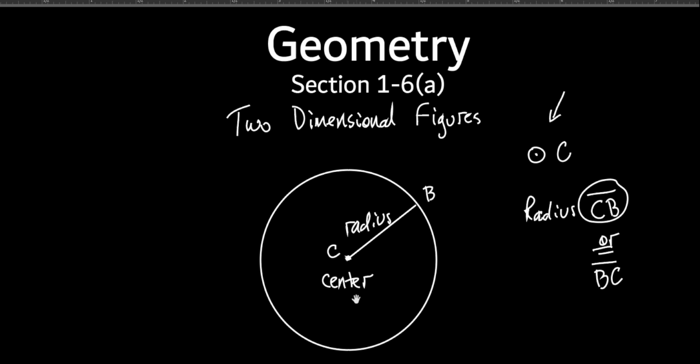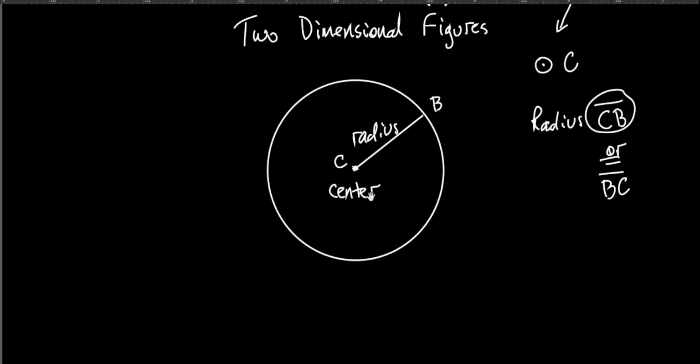Let's keep going. Now, I didn't really give you a definition of a circle. It's the set of all points in a plane that's a given distance from a given point.